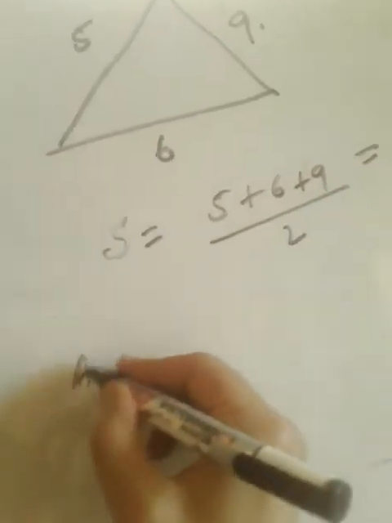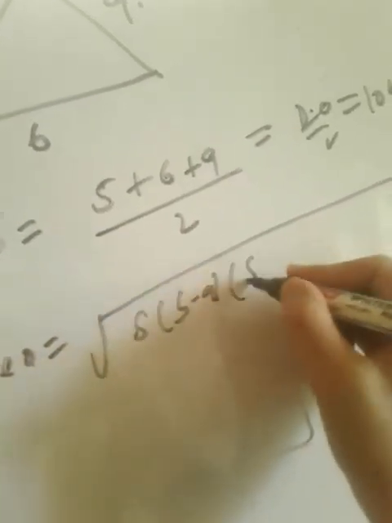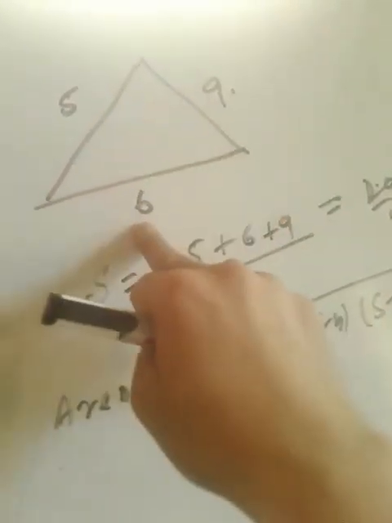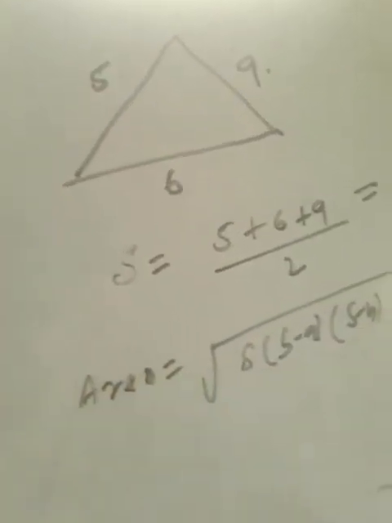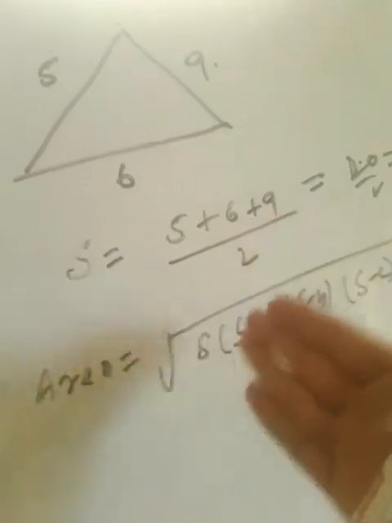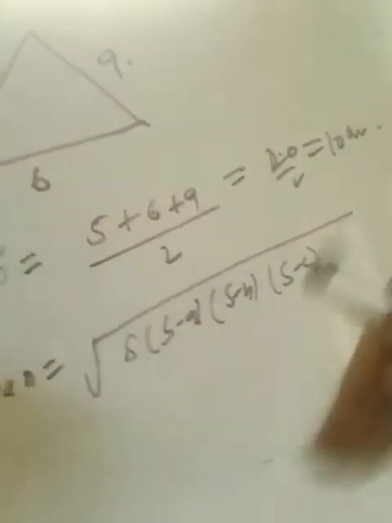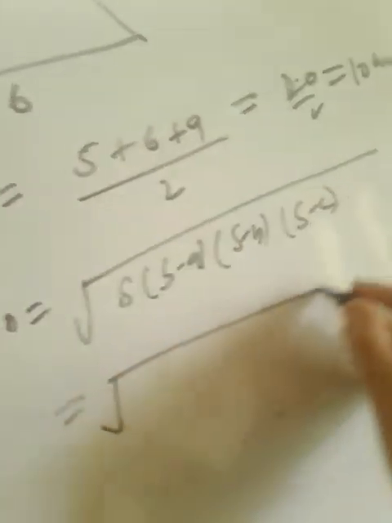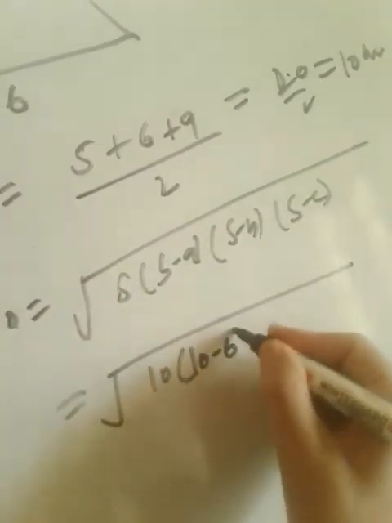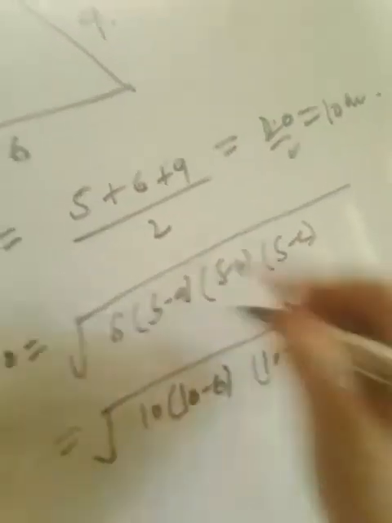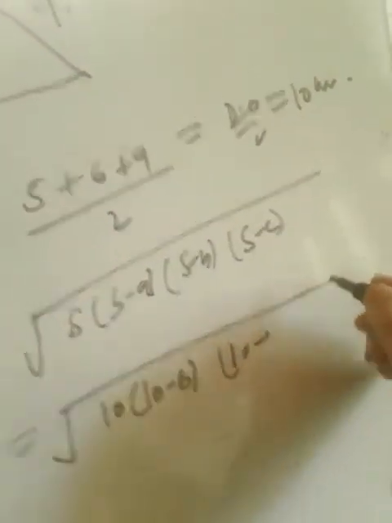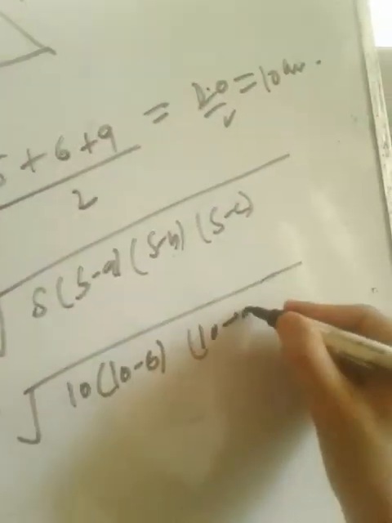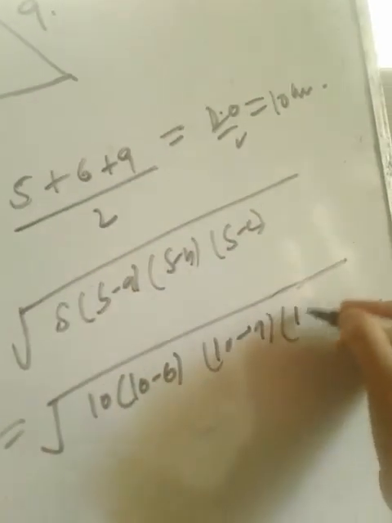So let us use the formula. Area equals root of S into (S minus A) into (S minus B) into (S minus C). A, B, C can be any side. You can consider this A or this B, this C, you have nothing to do with it, but you have to take S minus A on one side, S minus B another side, S minus C another side. So it is 10 into (10 minus 6), let us take this as A, then (10 minus 9), then (10 minus 5).